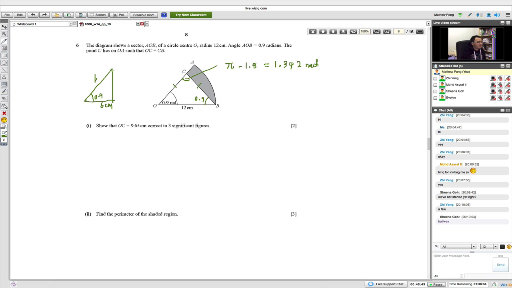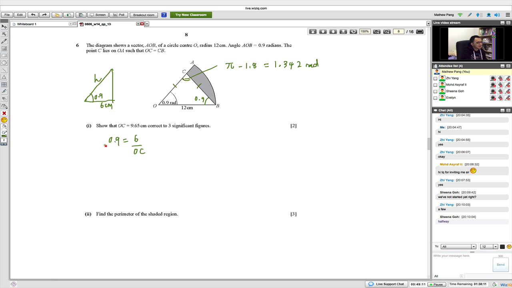And then you want to find the hypotenuse, I will use sine. So sine 0.9 equals 6 over OC. OC is the hypotenuse. Sorry, this is cos, not sine. Sine is opposite over hypotenuse. This is cos, sorry. Okay, so this is cos 0.9.